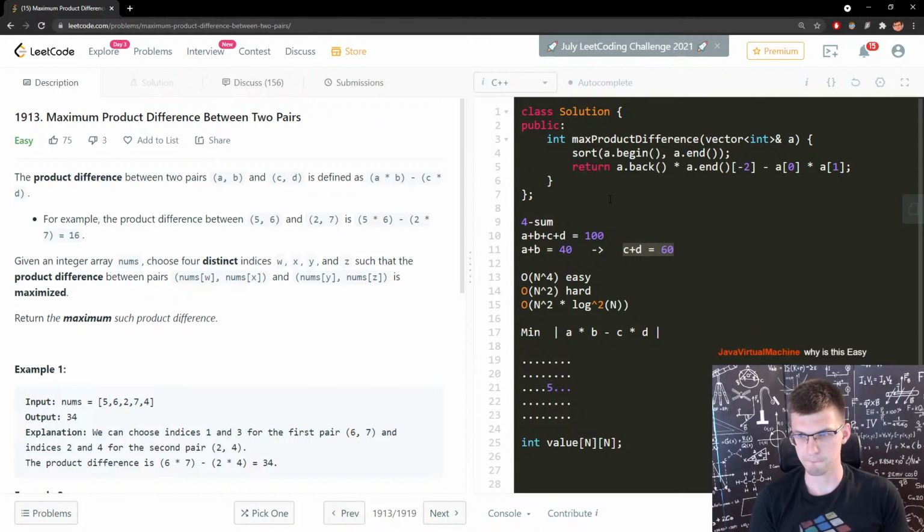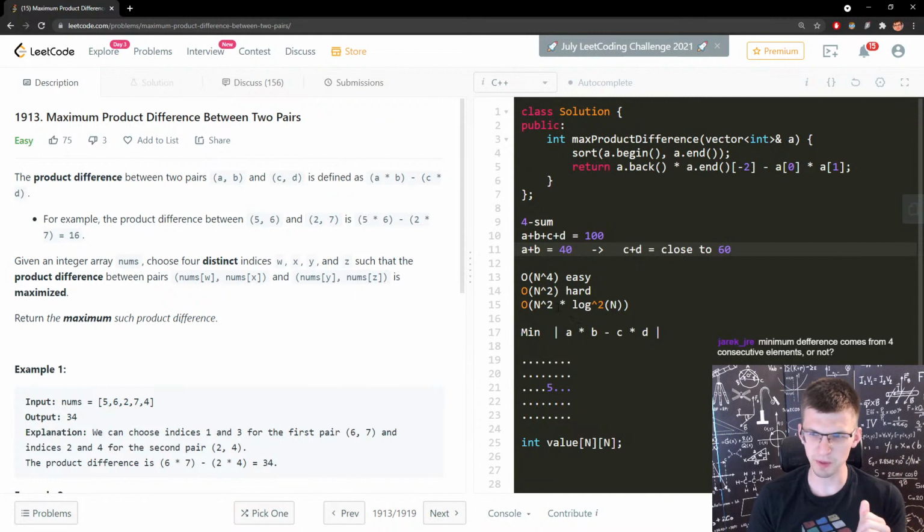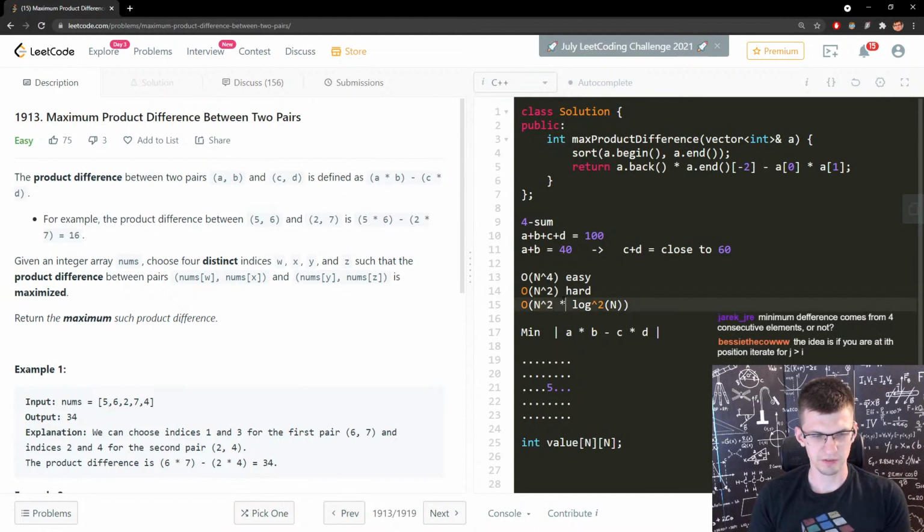But here, in this problem, if we want to minimize the difference between products, it's harder because it's like saying that we want to be close to 60. So this will be possible in n squared times polylog, so log or log squared, but it's not easy. Minimum difference comes from 4 consecutive elements? Not necessarily. Maybe if you take far away elements, still the products will be close.